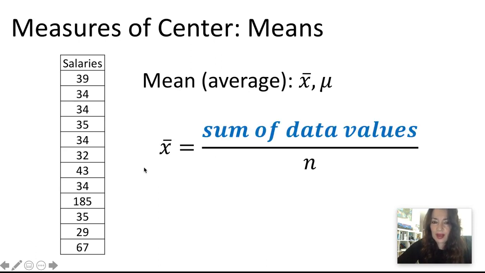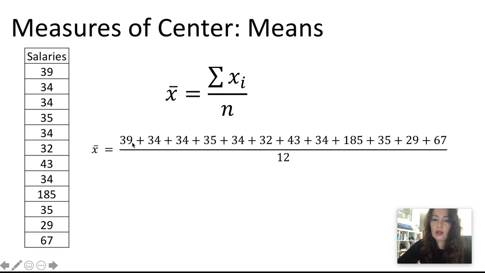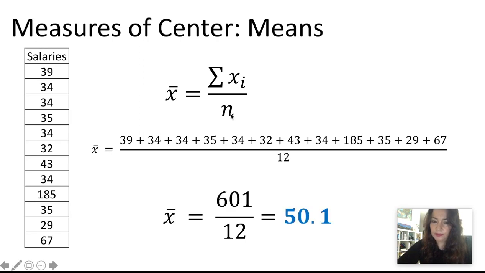Now, how do we find the average, the mean? We sum up all our data values and divide by n. As a formula, we have the Greek letter sigma, which kind of looks like an E. Capital sigma indicates summation, so this is adding up all the values. We divide by our sample size, which in this case is 12. That represents our n. And in this case, the mean is 50.1.